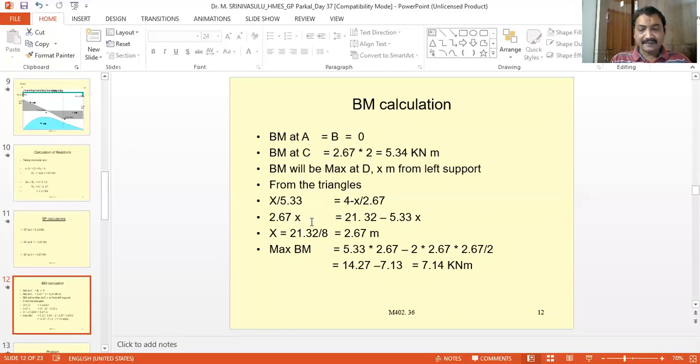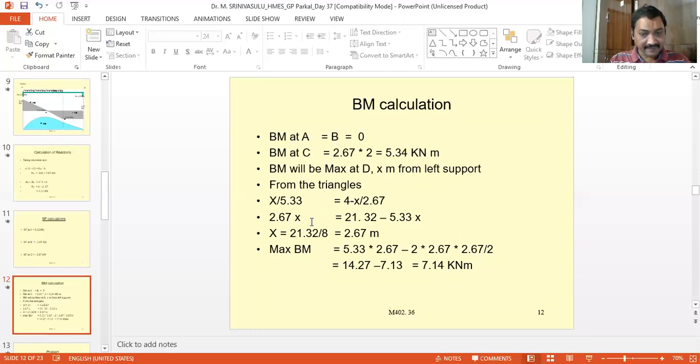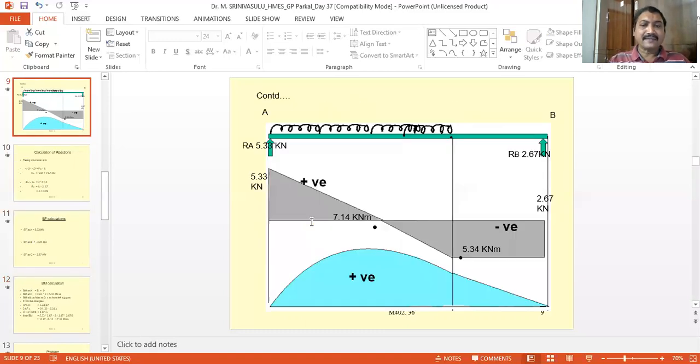So that is X equal to 2.61 meters from the left support. Now we can take the maximum bending moment. It will occur at this point. So the bending moment at point D, because that is a distance of 2.67 meters. Now we can take either side, better to take the left side.